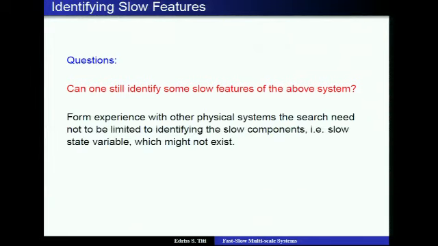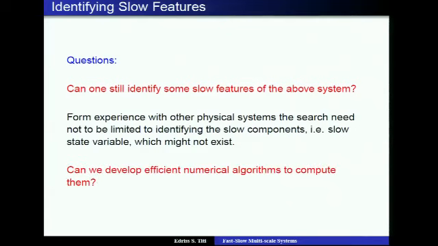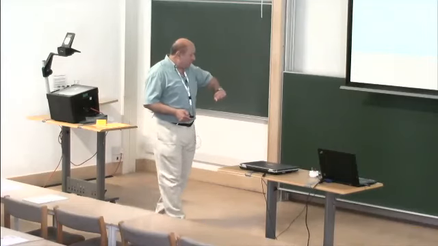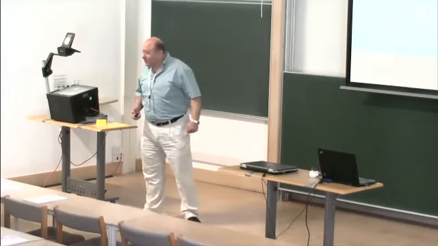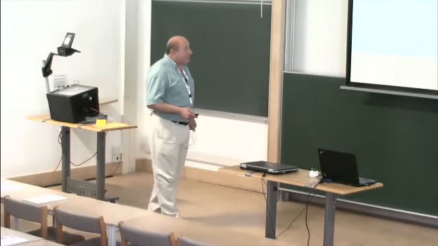And as I said, from experience with other physical systems, the search need not be limited to identifying slow components or slow state variables, which might not even exist. Okay? And the next question: can we develop an efficient numerical algorithm to compute these slow features, or these quantities that I mentioned? Okay.